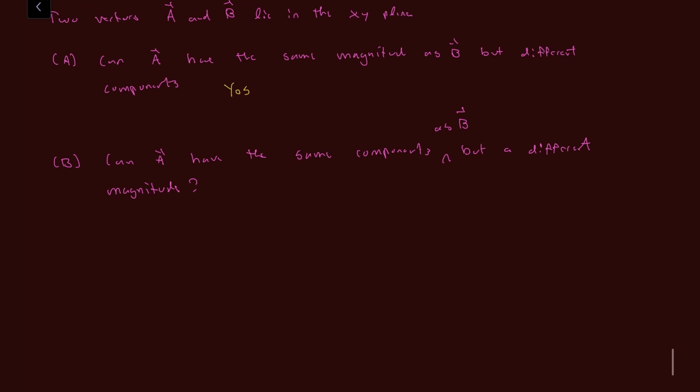However, can you have a vector A with the same components as B, but with different magnitudes? And the answer is no, because if both of your components are 3 and 4, you will always have a hypotenuse with the magnitude of 5. If you have the same components for a vector, that is the same vector. You can't have the exact same components without having the exact same vector. So I hope that makes sense.